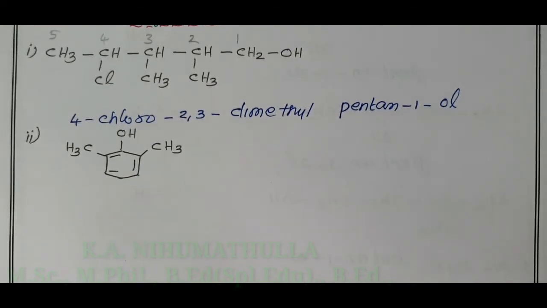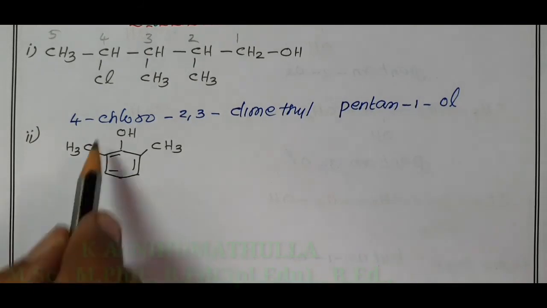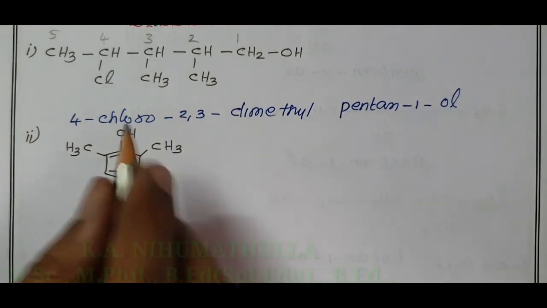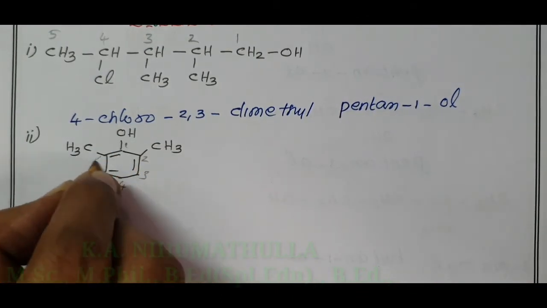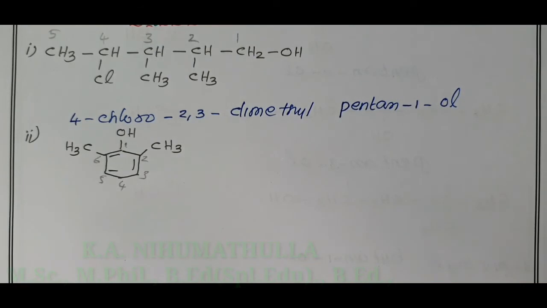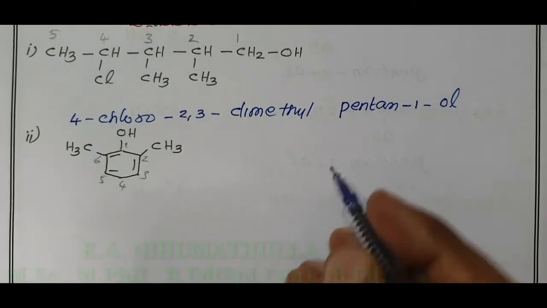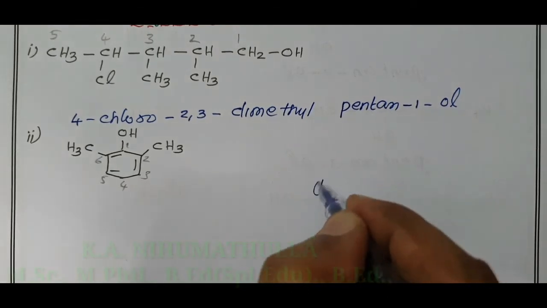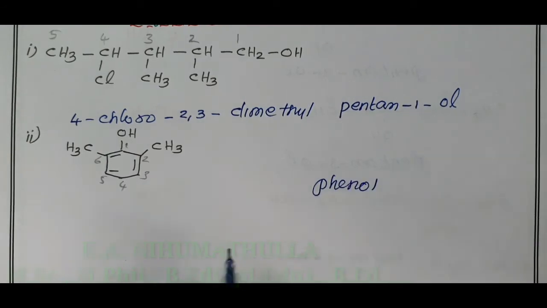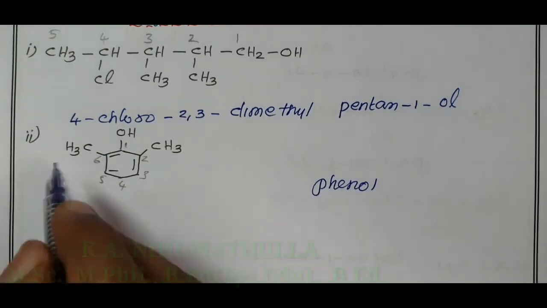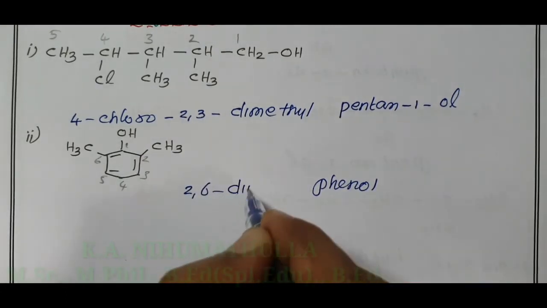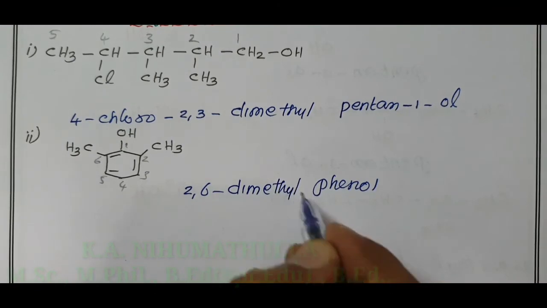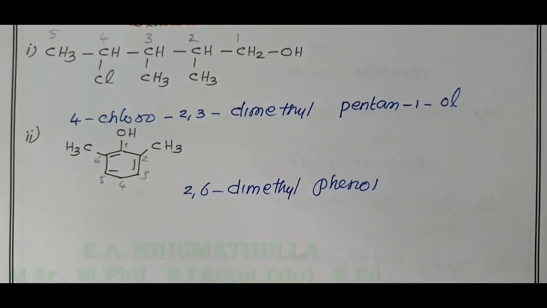Phenolic compound. C6H5OH is called phenol. The IUPAC name of phenol is also phenol. So 1, 2, 3, 4, 5, 6. The methyl positions are 2, 6. We can directly write that the parent alcohol is phenol. Position of the methyl groups are 2, 6. There are 2 methyl groups, 2, 6. How many methyl? Dimethyl. 2, 6 dimethyl phenol.